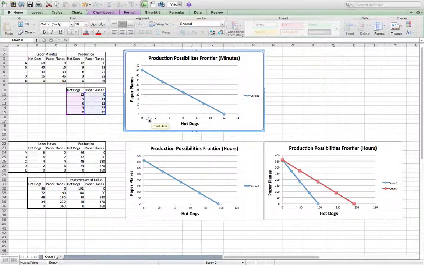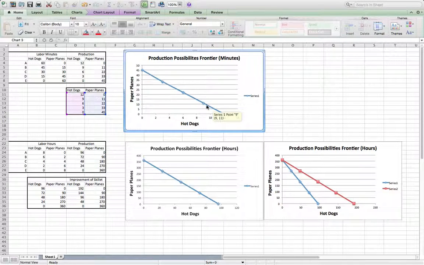So, in this first graph, you can see the y-intercept, the maximum amount of paper airplanes I can make in an hour if I spend all of my time and resources just making paper planes is 45. Whereas on the x-intercept, you can see the maximum amount of hot dogs I can make if I spend all of my time and resources just making hot dogs are 12 hot dogs in an hour.